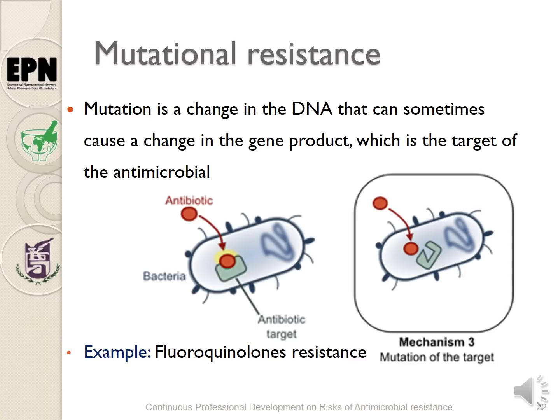The next mechanism of resistance is mutational resistance. And mutation is literally a change in the DNA. And this can sometimes result in a change in the gene product, which is the target site for the antimicrobial agent. So if the target site changes, then the antimicrobial agent is not able to exert its effect. It's more like changing the lock and using the same key to open a door.